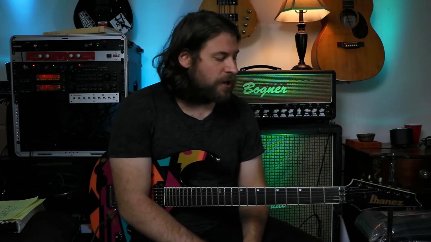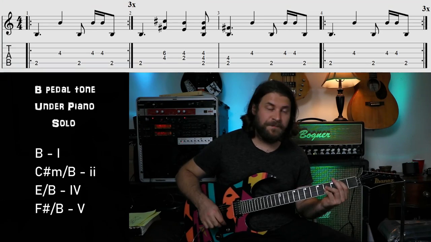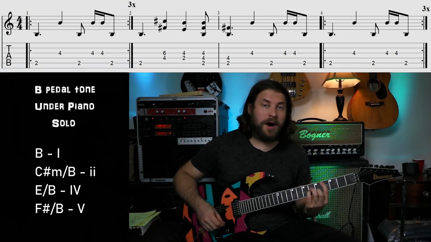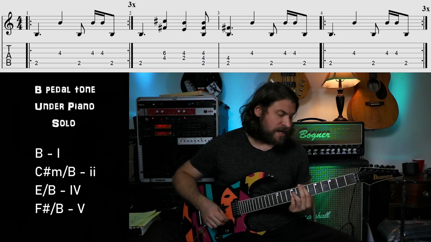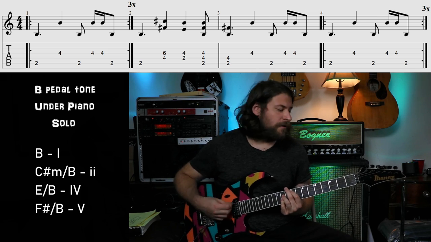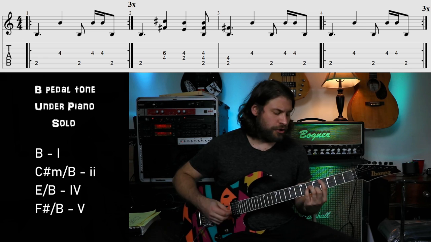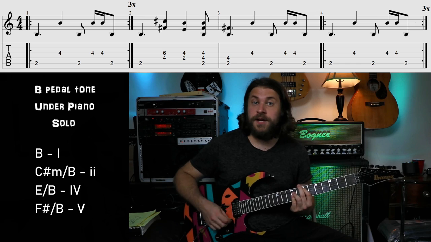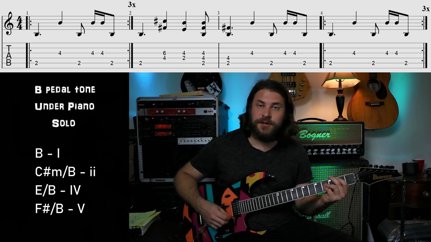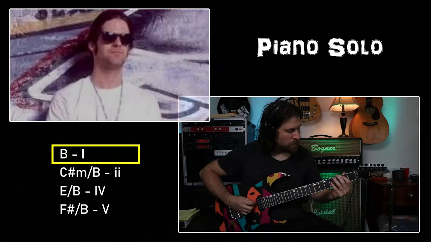Now Kevin Moore is playing this chord progression on top of it. It's a B, it's a C sharp minor, it's an E, it's an F sharp, rolls back around again. The one chord, B, two chords, C sharp minor, four, E, five, F sharp, back to B. And he's really just outlining certain melody notes that Petrucci plays in the guitar solo in the future.